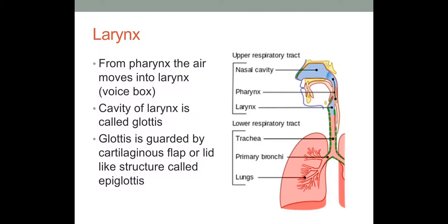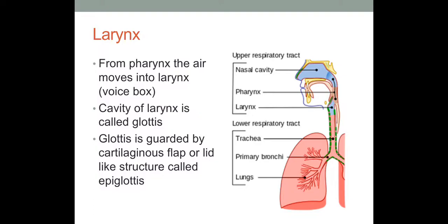So for respiration, from the pharynx, the air moves into the larynx, and this larynx is also called the voice box because our voice is also produced here with the help of vocal cords. The cavity of the larynx is called the glottis, and there's a lid-like structure present above the glottis, which guards the glottis. It is a cartilaginous flap called the epiglottis. Epi means above the glottis.